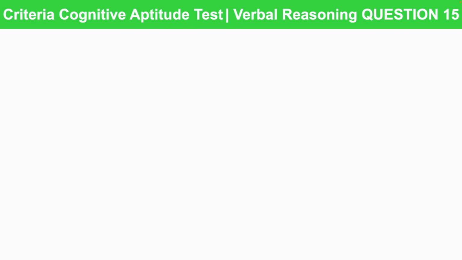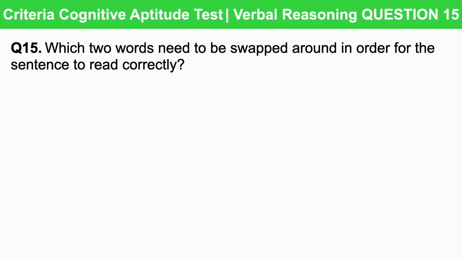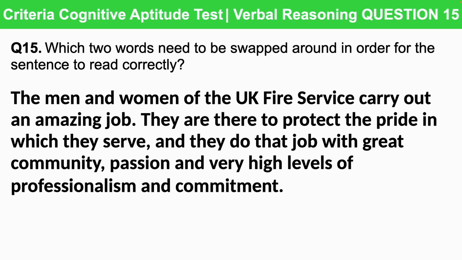Great. Now a different but similar CCAT verbal reasoning style question for you to try now. This time the question is this. Which 2 words need to be swapped around in order for the sentence to read correctly? Now here is the sentence. The men and women of the UK Fire Service carry out an amazing job.